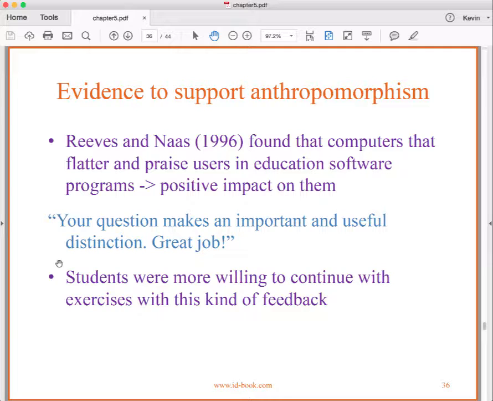So Reeves and Nass found that computers that flatter and praise users in education software programs had a positive impact on them. Students were more willing to continue with the exercises with this kind of feedback. So if you pull it off, I think there's some good potential gain. I keep going back to Siri. I think that Siri pulls it off. I don't have a lot of experience with her competitors, but I suspect that they're comparable.